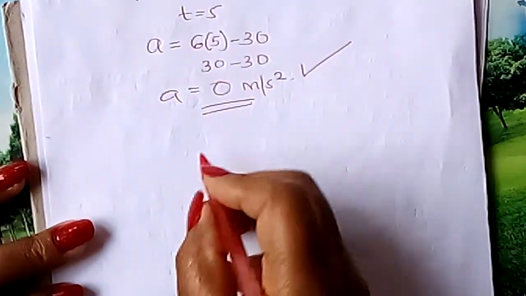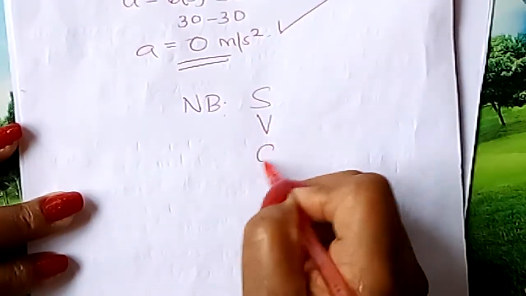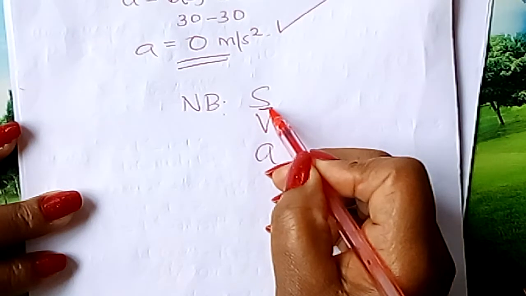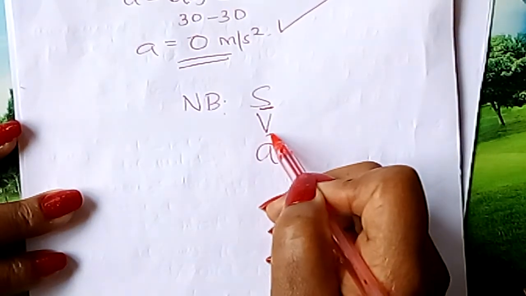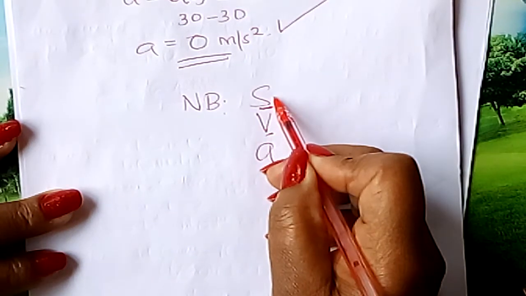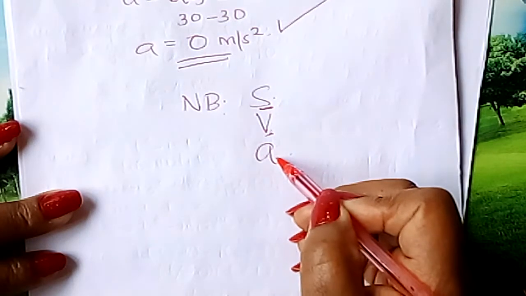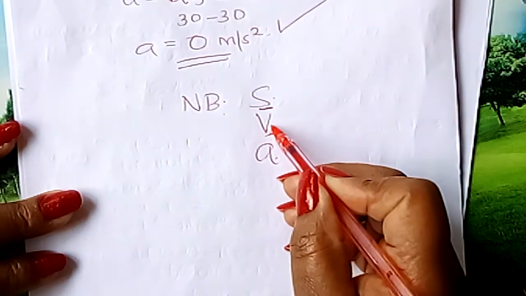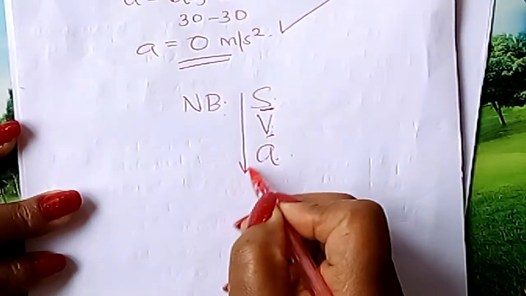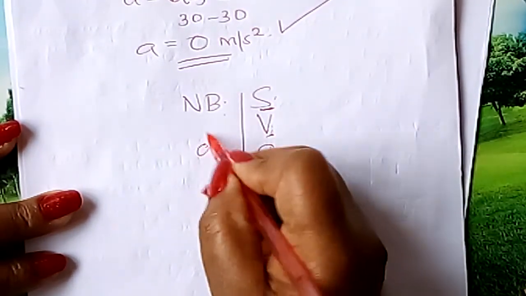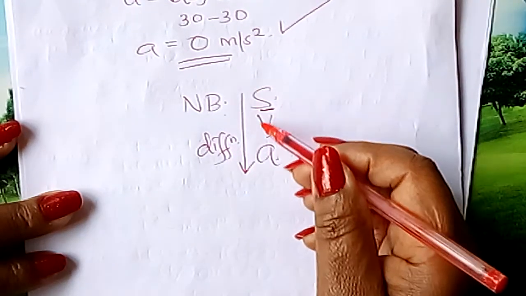There we are, learner. Just a point to note: there is what we call SVA. If you have an expression of distance, to get an expression of velocity, you differentiate this with respect to t. If you have the expression for velocity, to get acceleration, you differentiate v with respect to t. And therefore, we normally write this formula like that. SVA, you differentiate.